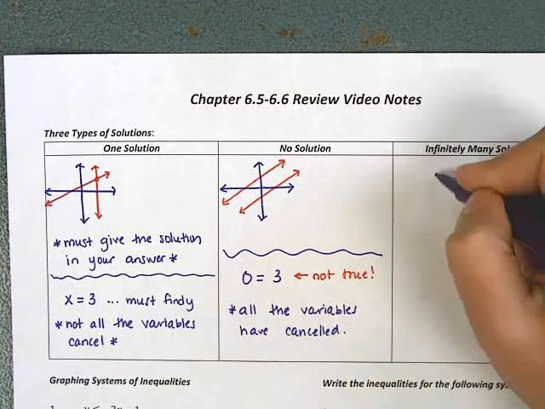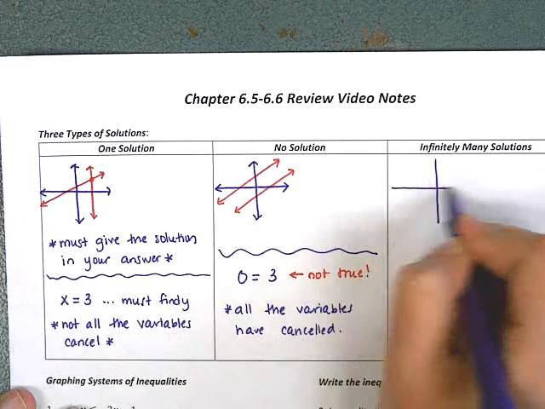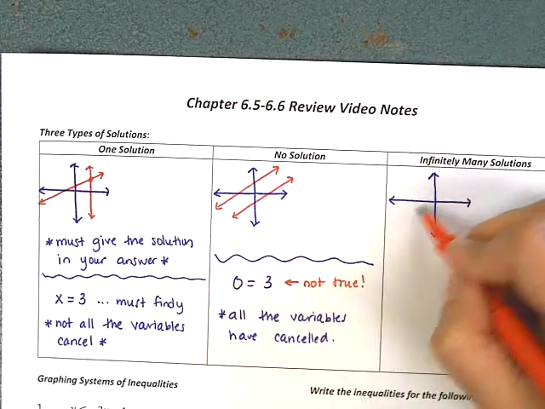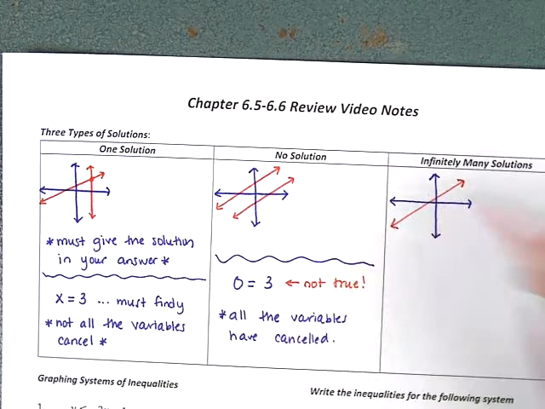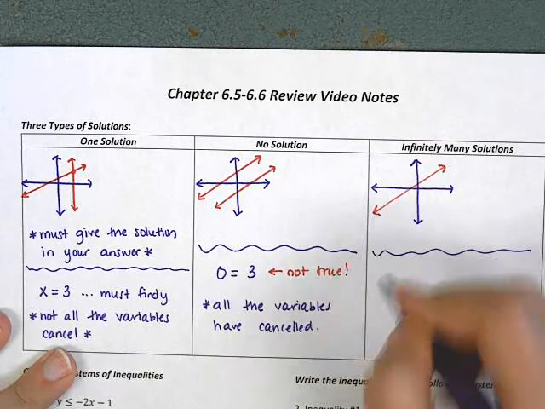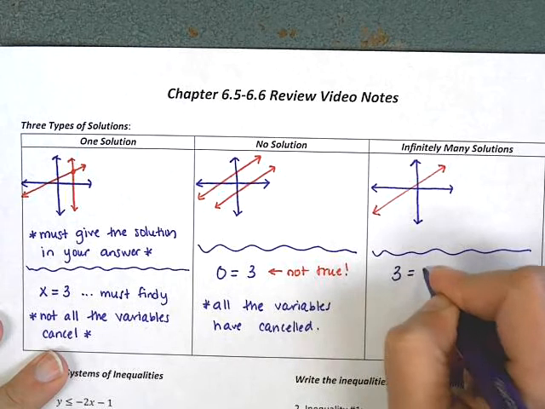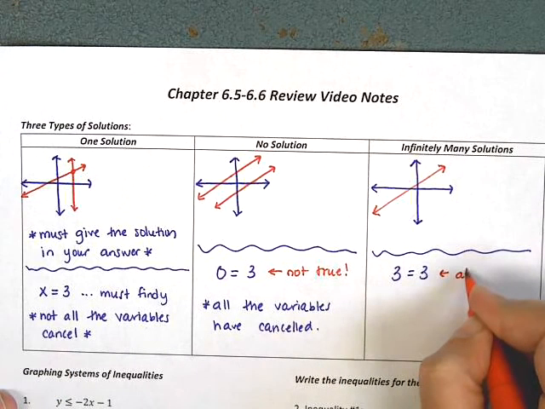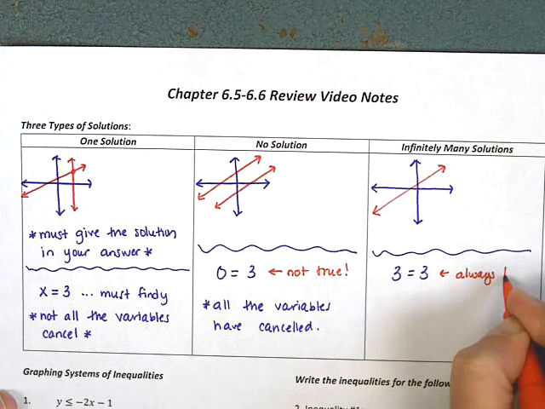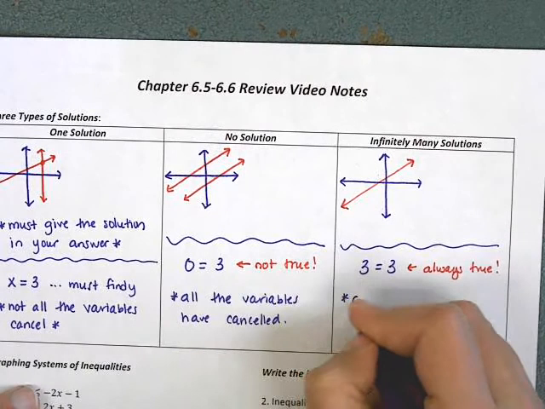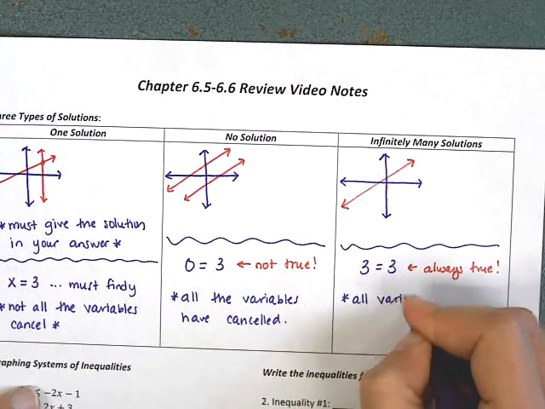Lastly, we could have a problem with infinitely many solutions. If you're looking at a graph that has infinitely many solutions, it's going to look like there's just one line on the graph because the two lines are actually directly on top of each other. And if you're solving an equation that has infinitely many solutions, you're going to get a final answer that is always true. You'll also note that all of the variables will have canceled.